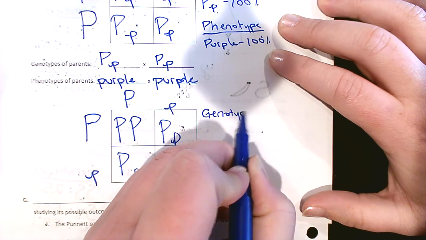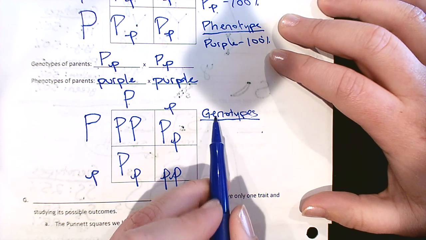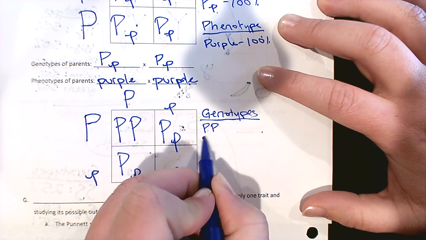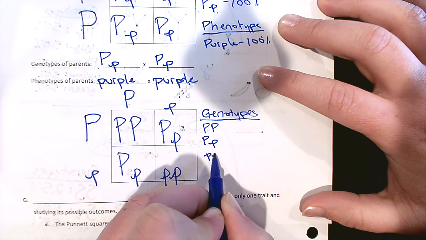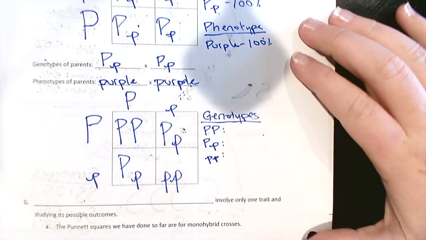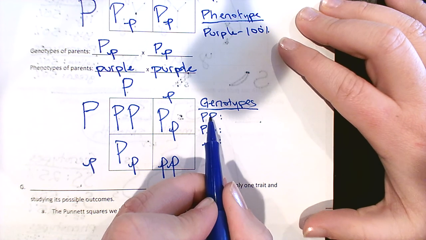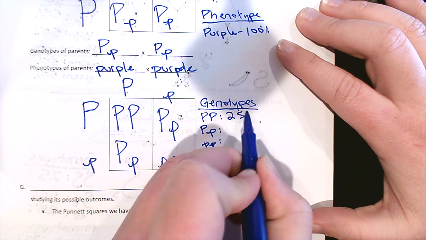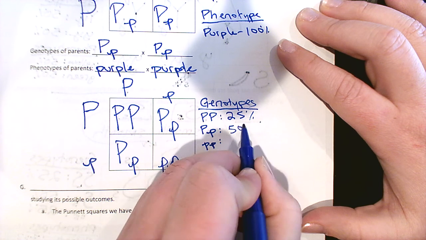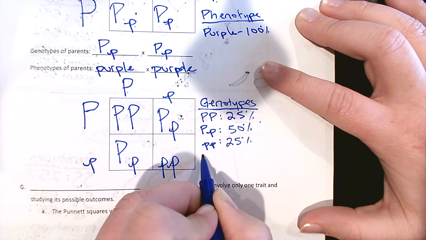Alright, so genotypes. Again, this is the letters, this is the genes. So we have 3 combinations. We've got the big P, big P, big P, little p, and little p, little p. You notice my way that I tell my capital and lowercase p's apart is my lowercase p's have this little tail. So I've got one box with those, so that's 25%. 2 boxes like this, that would be 50%, and just one box like this, 25% again.